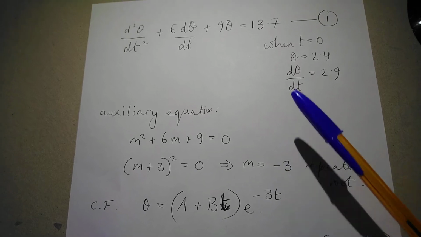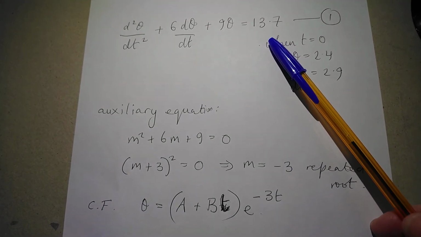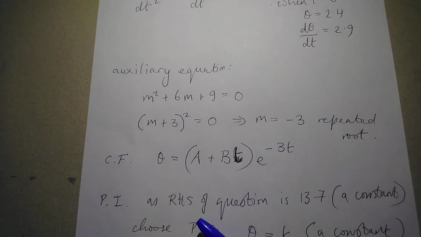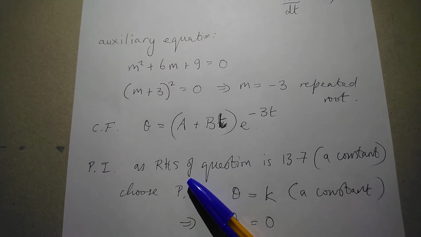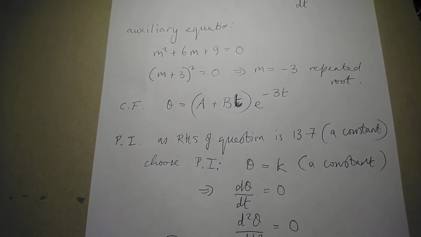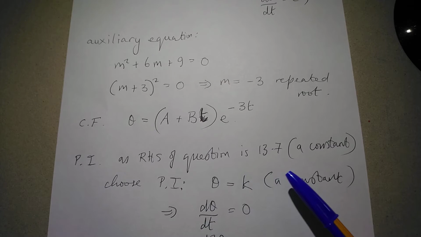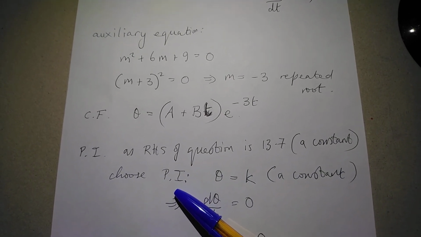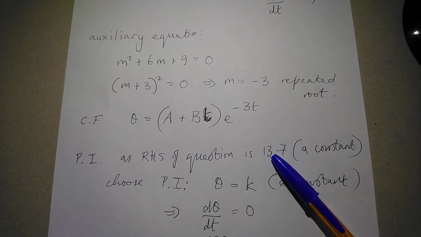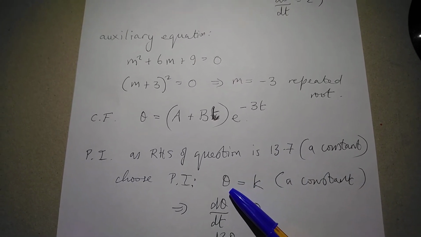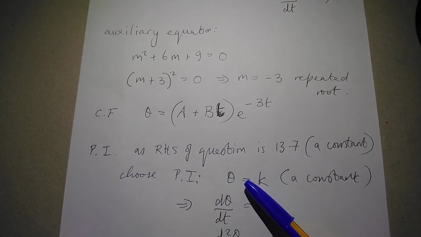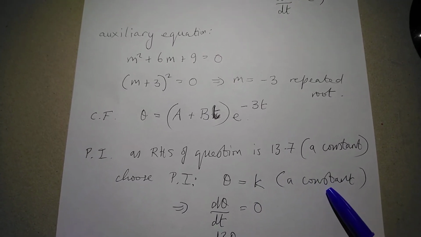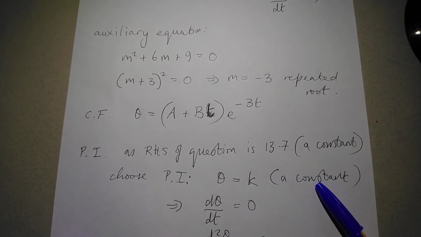Now, because we have a non-zero on the right hand side, we have to think about a particular integral. And because the right hand side of the equation is 13.7, which is a constant, then we choose our particular integral to mimic that form. So this is a constant, so we'll choose our particular integral to be theta equal to k, some other constant, which we don't yet know the value of.